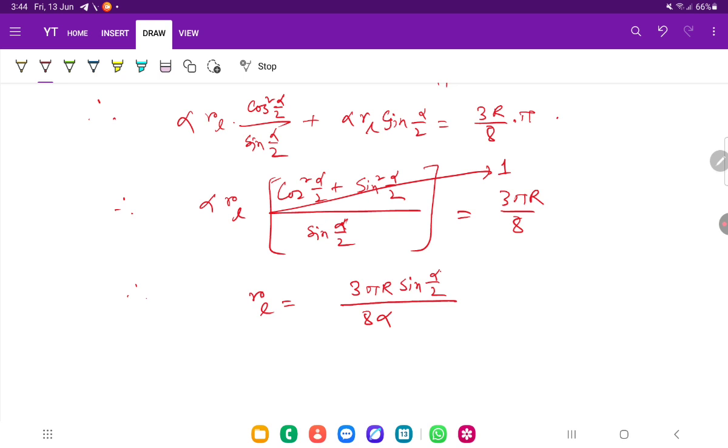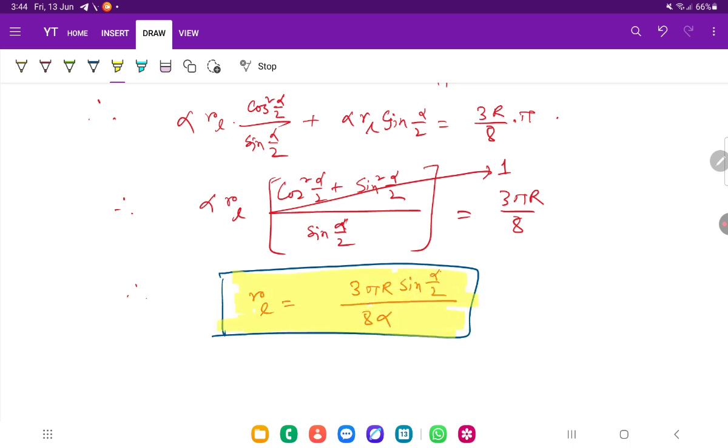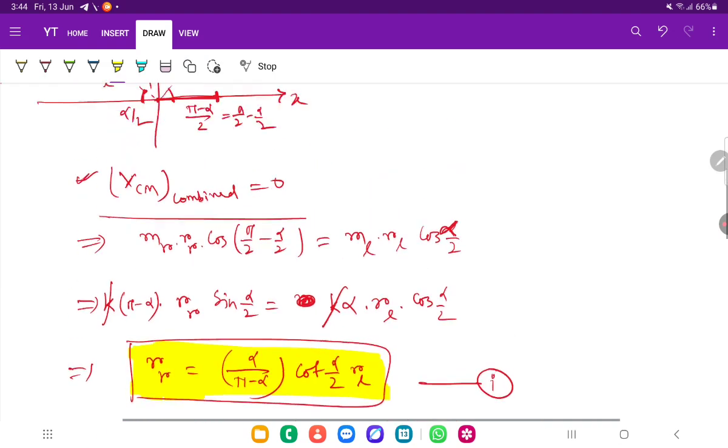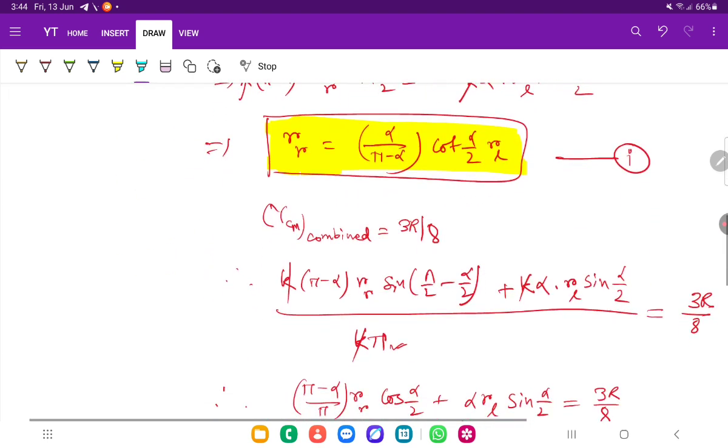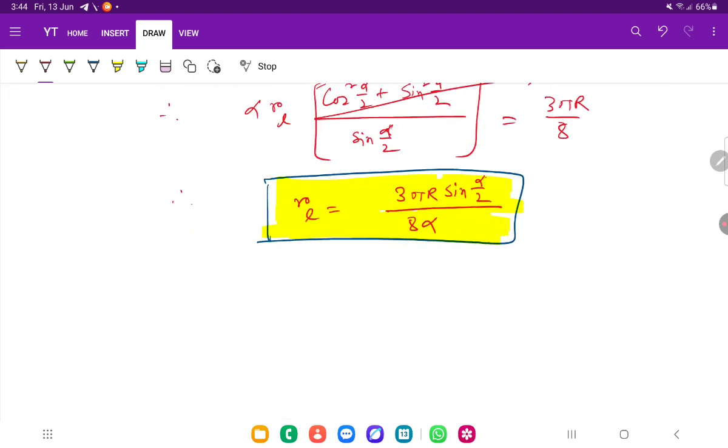Okay, so this is actually a generalized result, I would say, but here we have given also another approximation, right? And that is valid only for angles less than 7 degree. Here's the approximation: for angles less than 7 degree, you may assume sine theta equals theta. Here we are trying to find, let me write first that this is the generalized result, and we are trying to find for R equals 16 by π and α equals 10 degree. In this case, α/2 is 5 degree, which is less than 7 degree. So we can write sine(α/2) as α/2.